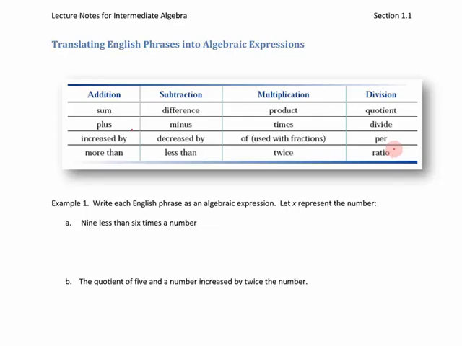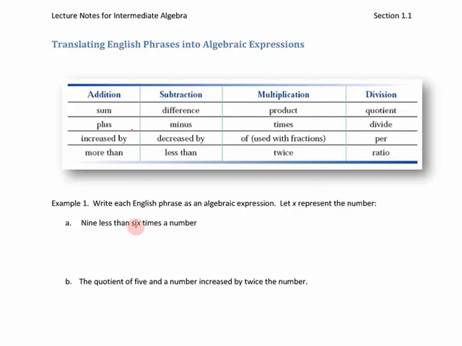So you're going to get some practice through the homework that you'll be doing in this section of translating these phrases into algebraic expressions. Let's do a couple of examples here. If I were to say, let's write 9 less than 6 times a number as an algebraic expression. Let's let x be the number. How do we do that?